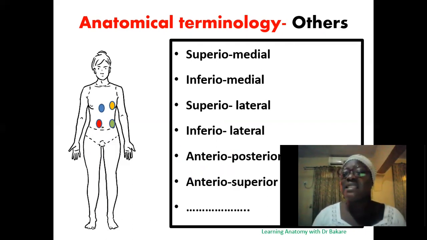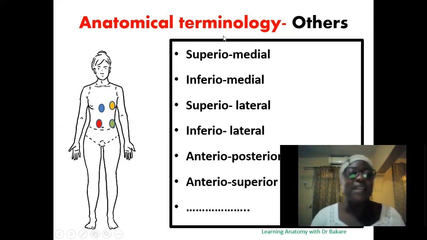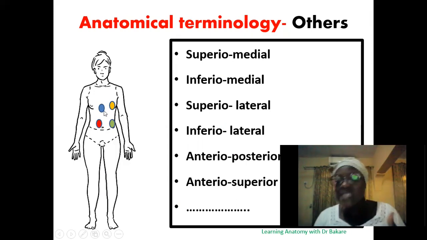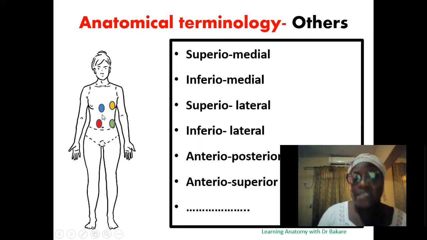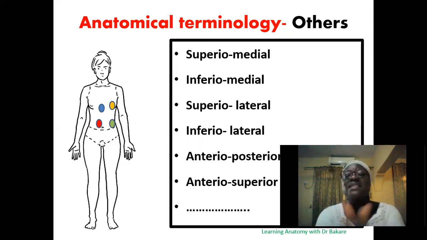When we have these, all we need to do is to break the name down, take what each of the components means, and bring it together. So when we say superior medial, it means it is superiorly placed but medial. It is close to the median plane, but it is superior. The structure painted in blue is superior medial because it is superior to this, and of course it is close to the median plane. So when we see these joined terminologies, we just break them down, interpret what each individual part means, then bring them together.